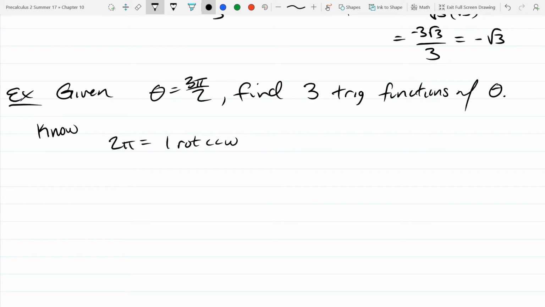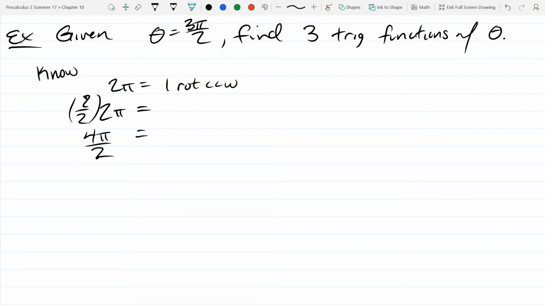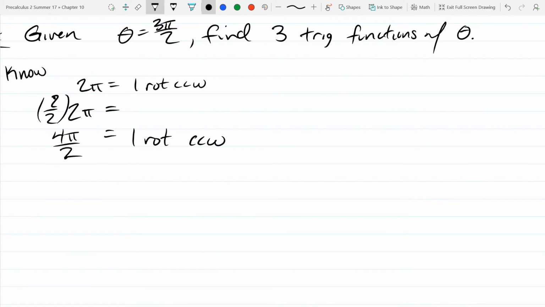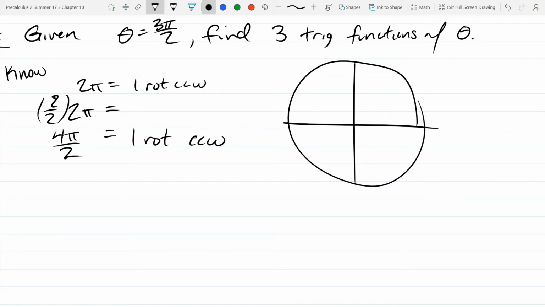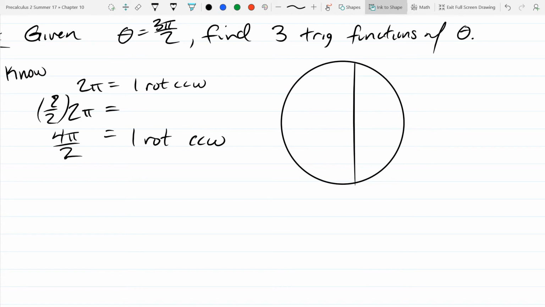Two pi is 1 rotation counterclockwise. All right. Let's rewrite it with halves. So the only number you're allowed to multiply by and not change anything is 1, and I did that right here. All I'm doing is getting into a common denominator. So 1 rotation, oh geez, that's the worst circle I've ever drawn. All right, let's just cheat. Now my axes are bad.